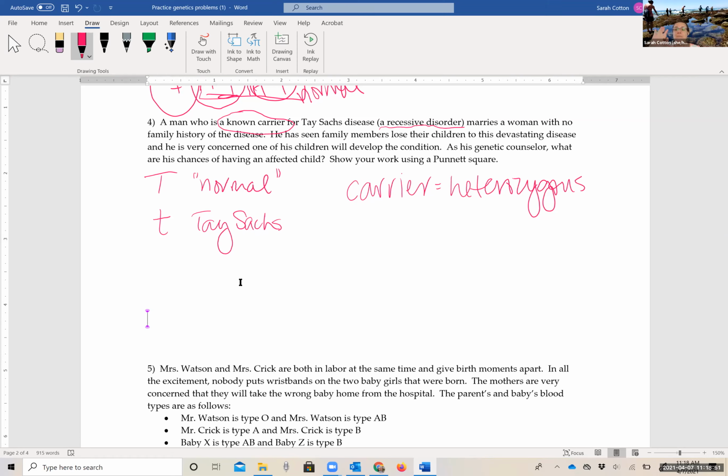So if carrier means heterozygous, then what is our man's genotype going to be?